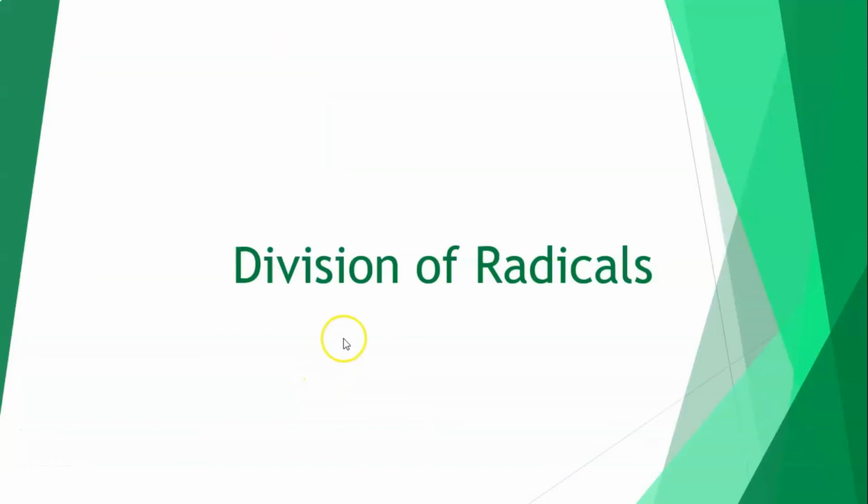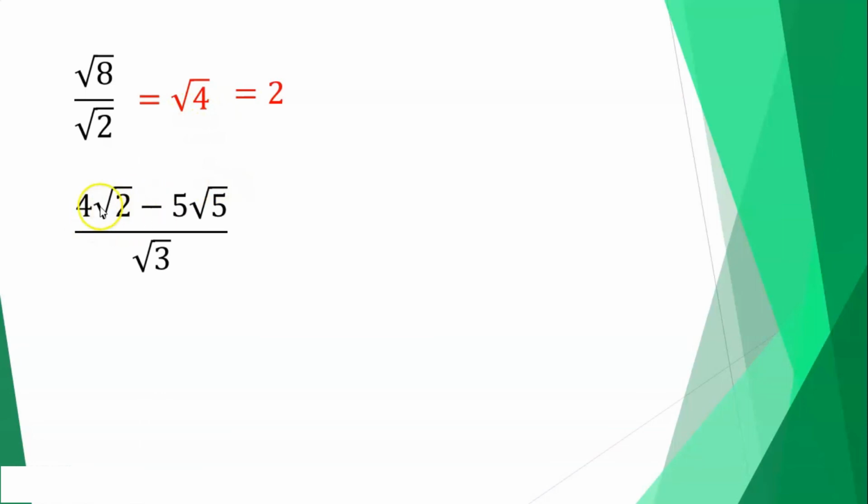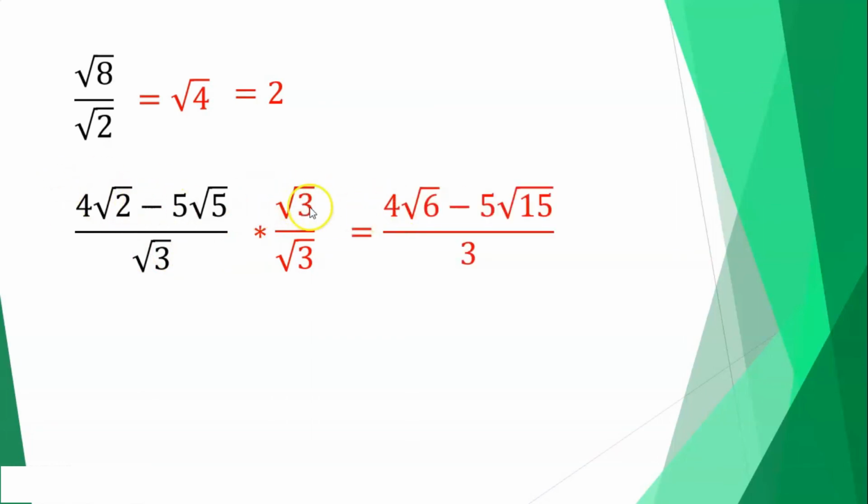Now, what about division of radicals? To divide radicals, as long as their indexes are equal, simply divide the radicals. So 8 divided by 2, that would be square root of 4, or simply 2. Another. At this point, divide this by rationalizing. To do this, multiply square root of 3 to the terms here. So that would become 4 square root of 6 minus 5 square root of 15, and square root of 3 by square root of 3 is simply 3.